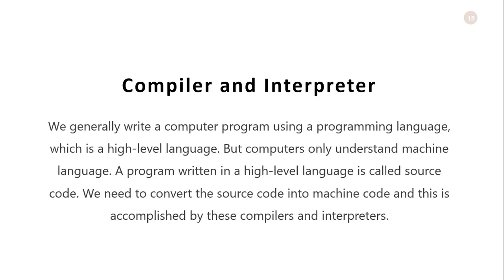Compiler and interpreter. We generally write a computer program using a programming language, which is a high-level language. A high-level language is one that is understandable by humans, and it contains words and phrases from English or other languages. But a computer does not understand high-level language. It only understands programs written in zeros and ones in binary, called machine language. A program written in high-level language is called source code. We need to convert the source code into machine code, and this is accomplished by compilers and interpreters.